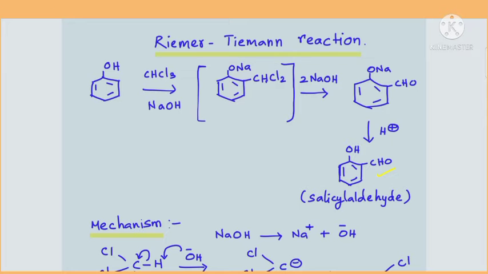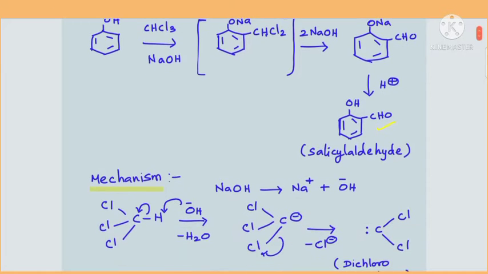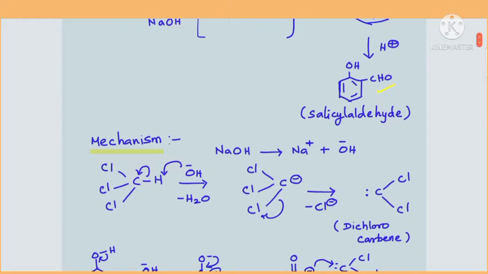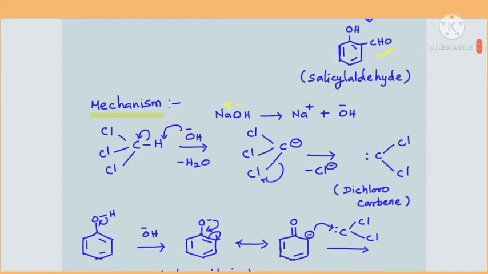Now let us discuss the mechanism of the Reimer-Tiemann reaction. Actually, this reaction is done in the presence of a base or alkali like sodium hydroxide. First, sodium hydroxide dissociates to form Na plus and OH minus ion. Now the OH minus ion which is produced by the alkali will react with chloroform. This is nothing but the chloroform molecule, formula CHCl3.